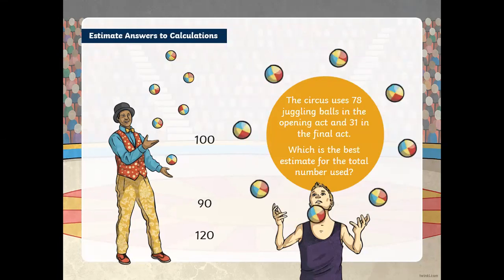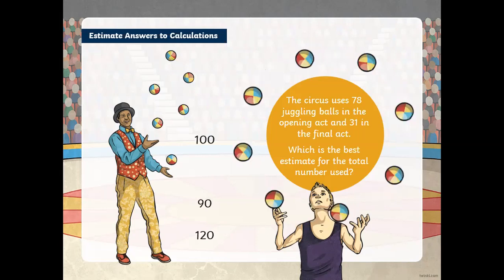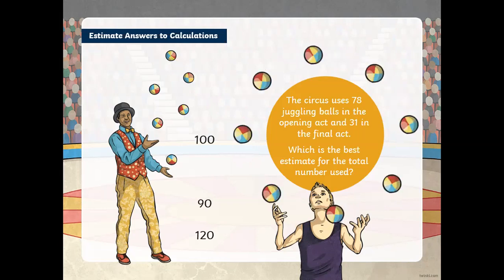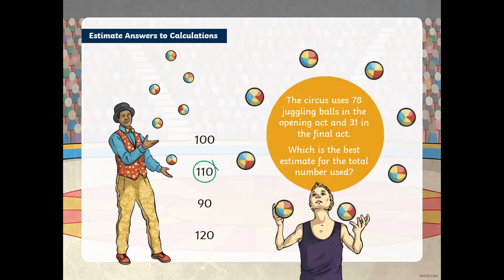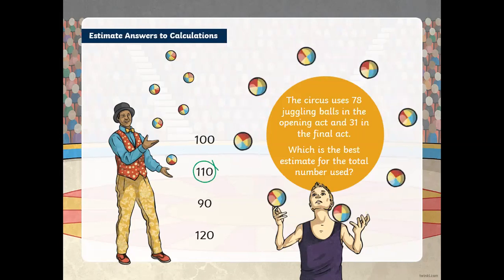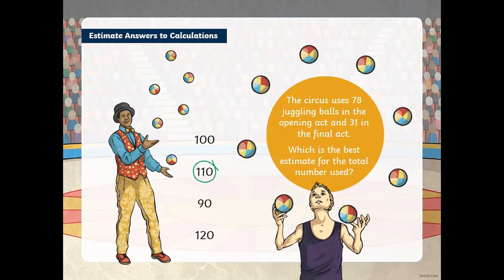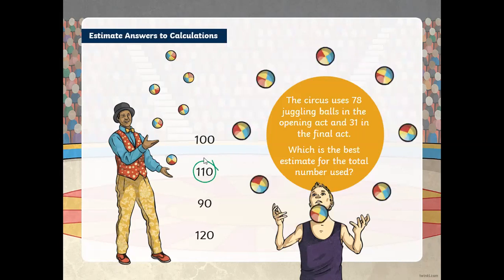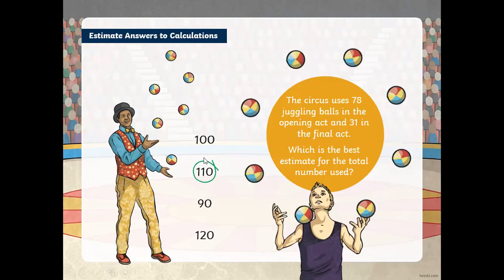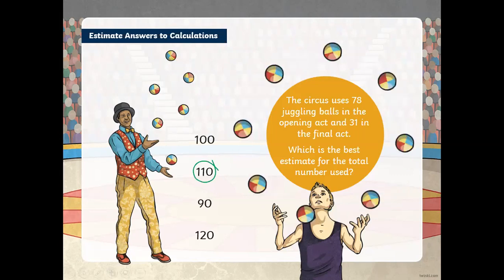Matute, come on, man. Okay. Let's see the answer. And the answer is 110. 78 plus 31 is 109. So the estimate is 110 because 9 is bigger than 5.